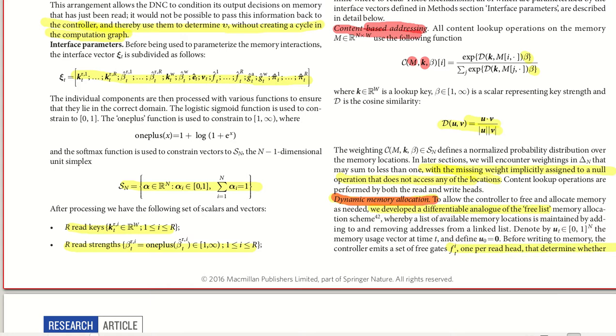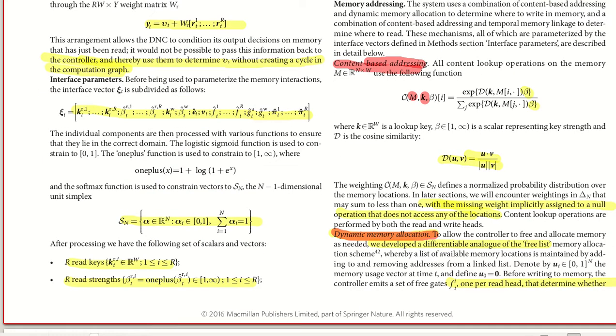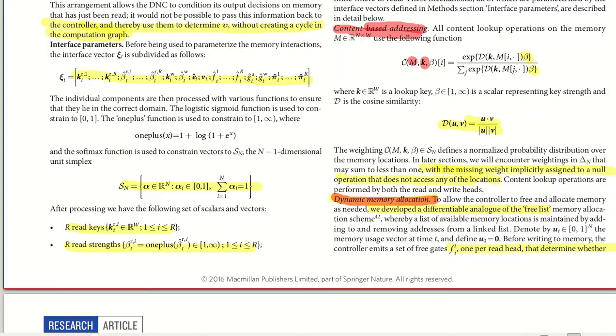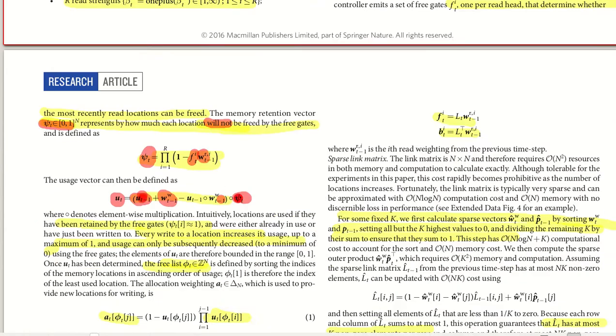There's nothing particularly new about all this. There's nothing particularly different from the neural Turing machine. Where the difference starts is dynamic memory allocation, where it defines a vector u, which defines basically the usage of a particular location. We have all these locations in memory. This u gives us the usage of that location in memory, and that is going to depend on what was the last time that we wrote to memory, or whether or not we just read from that particular location in memory.